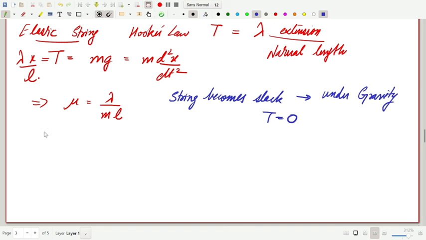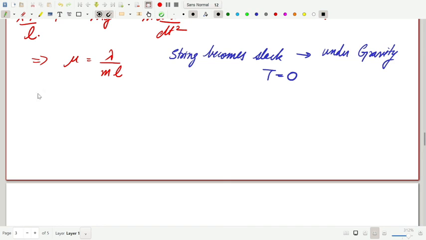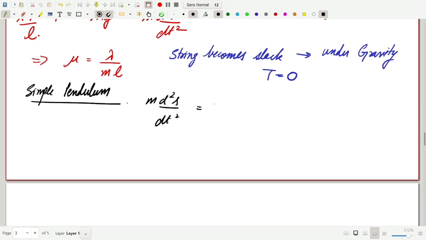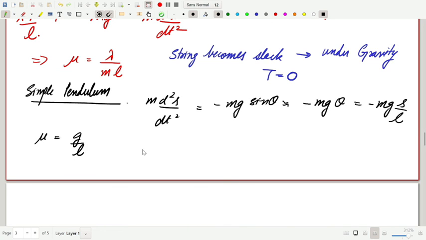Now let's talk about simple pendulum. M d square x over dt square is equal to minus mg sine theta, which in turn is equal to minus mg theta. That is minus mg s over L, and hence mu comes out to be g over L, and therefore time period of oscillation is 2 pi under root L over g.